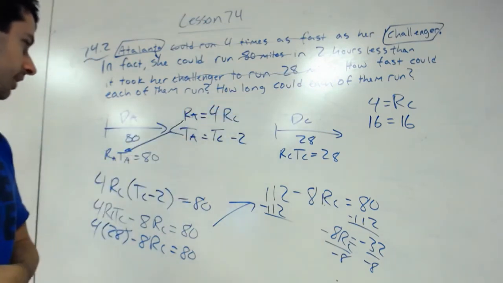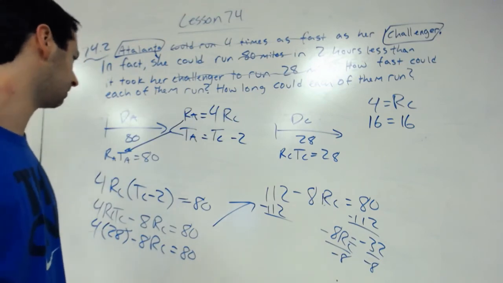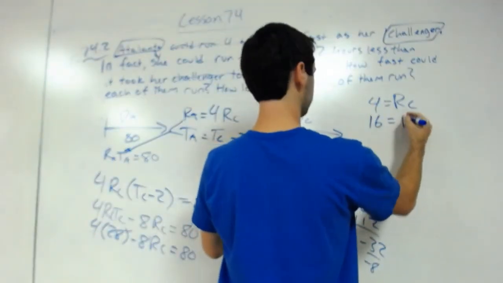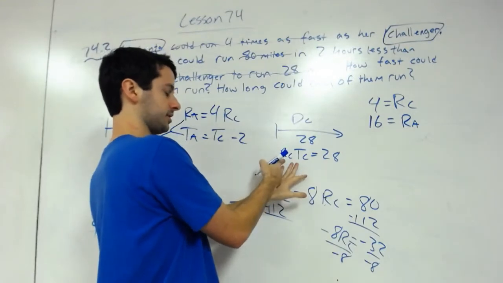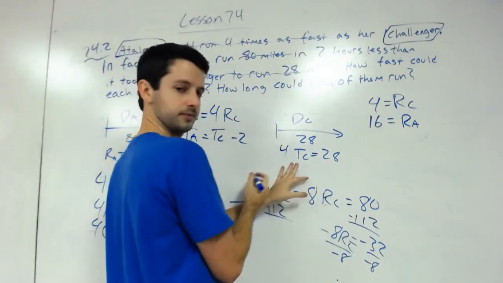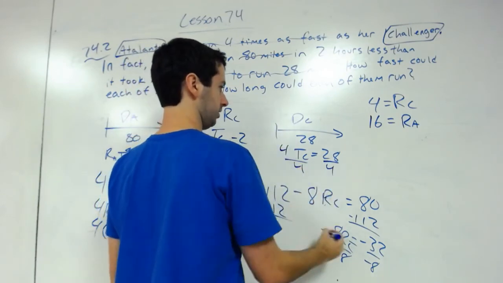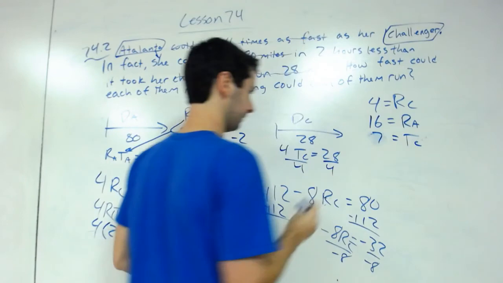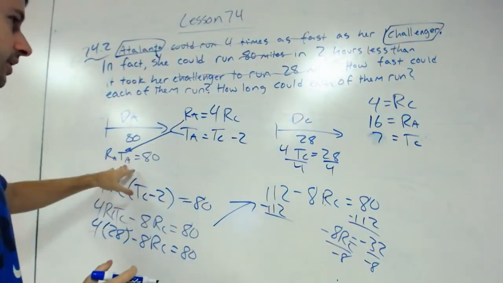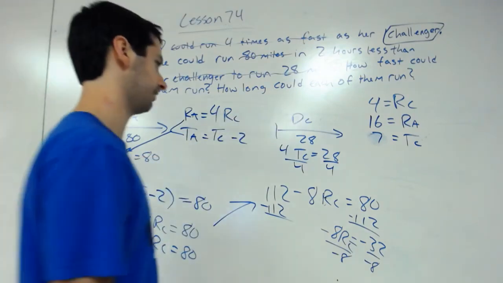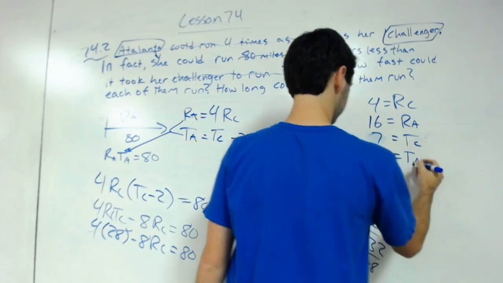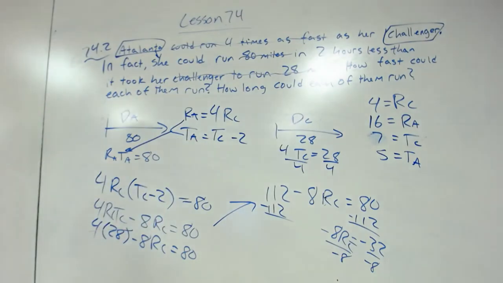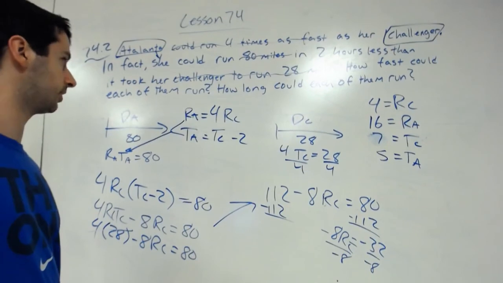Now how long? We just plug in from this point. Let's use RC, TC. We know RC is 4, so erase that, plug in 4. When you divide, you get TC is 7. And then you solve for the other one. I just plug 7 in for TC, 7 minus 2. It's 5 equaling TA. That's 5 hours.